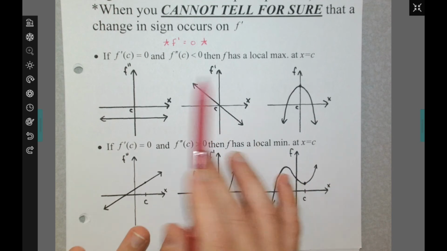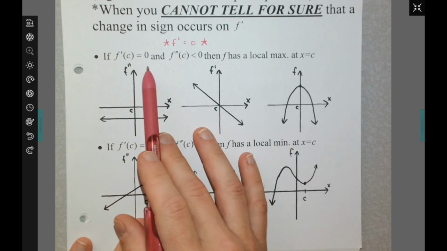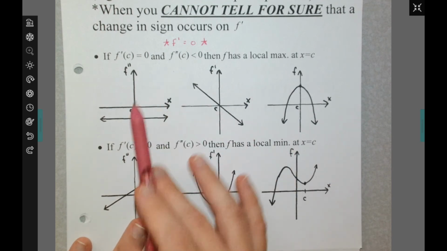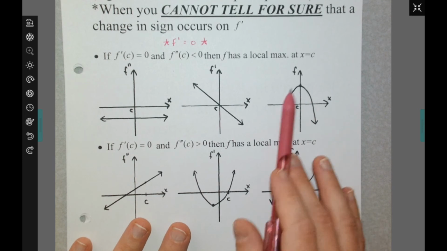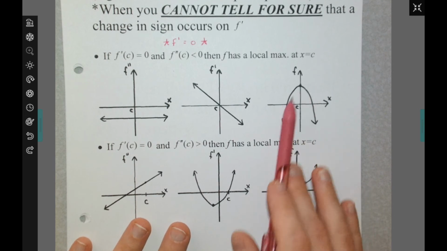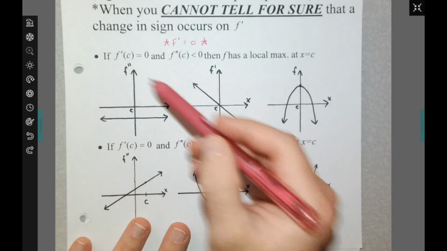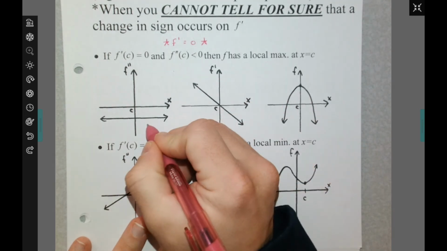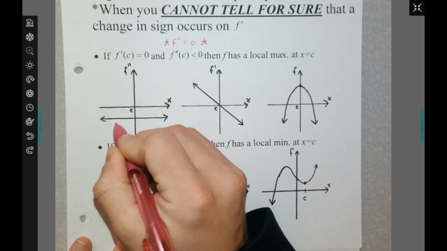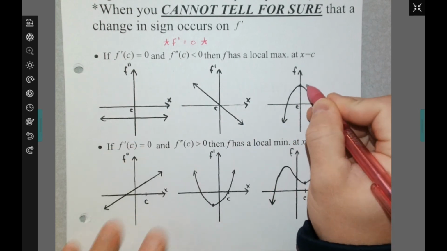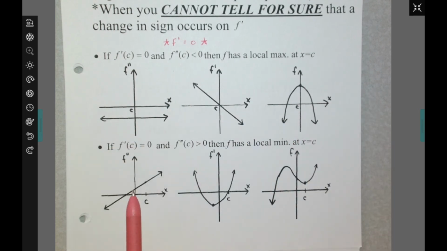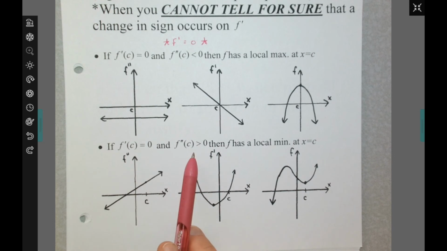But with these, the first point says first derivative is 0 and the second derivative is negative. We're going to have a local max. The way I think about this logically is that the second derivative tells me the concavity. So if it's negative, concave down, opening down, you have to have a max. That makes sense. The other way, you have first derivative 0. If the second derivative is greater than 0, then we have a local min.